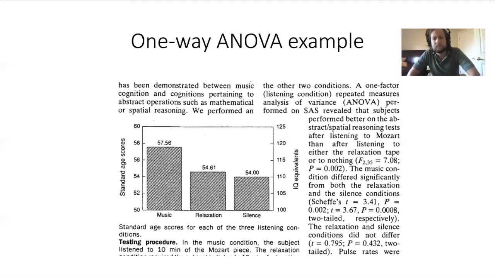Because there's more than 2 levels to the factor. Exactly. We have 3 levels here, and so we can't use a t-test. So we use an ANOVA instead. One way, repeated measures, ANOVA.